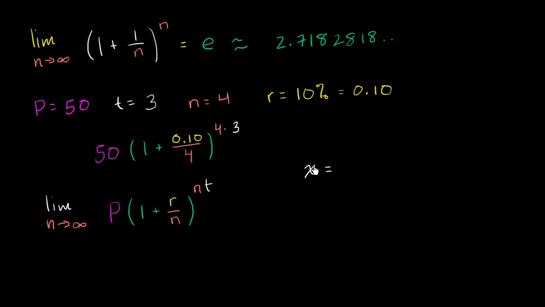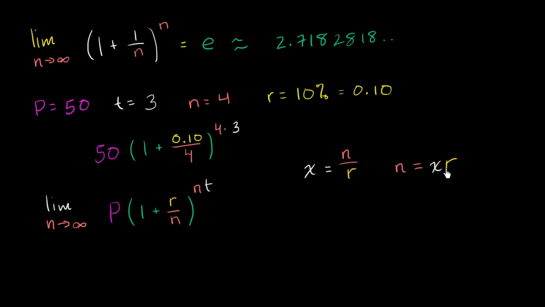So I'll write that as n over r. x is equal to n over r, or we could write this as n is equal to x times r. And if we make that substitution, the limit as n approaches infinity. Well, if we take the limit as x approaches infinity, then n is going to go to infinity as well. Or if n goes to infinity, then x is going to go to infinity as well.